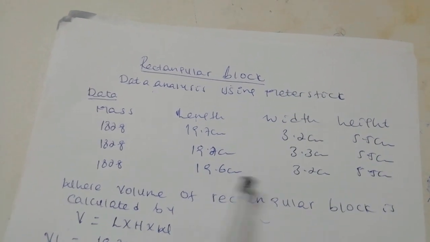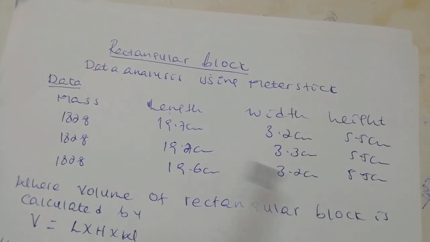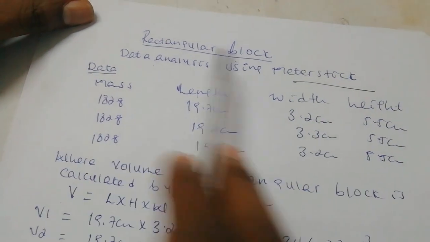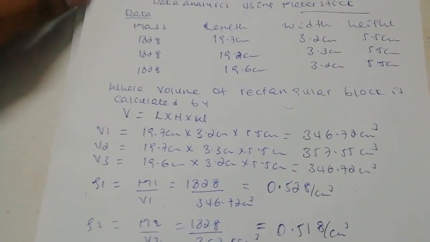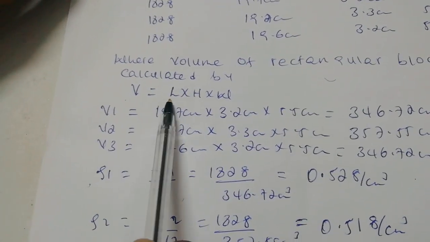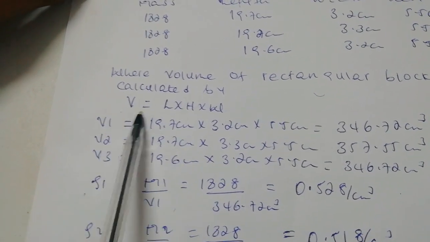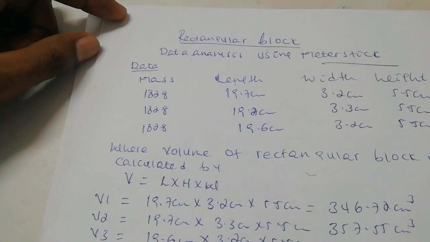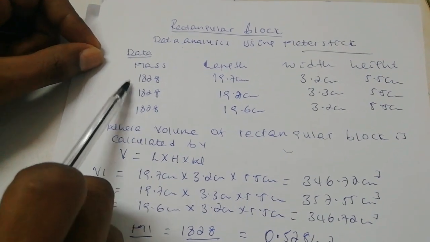We measured three times. Also we measured the width like this, and this is the height using the meter stick. So this is the length, width and height using the meter stick for the rectangular block. Then when you find the volume for the rectangular block using the meter stick, the volume is given by the length times height times width. We multiply these three and we get the volume for this rectangular block using the meter stick. So let us find the individual volumes based on the measurements.